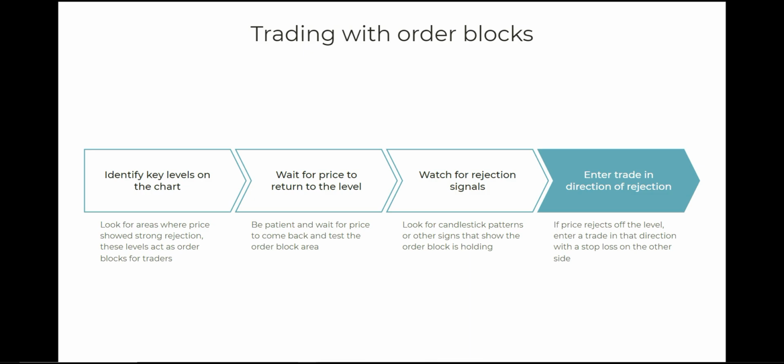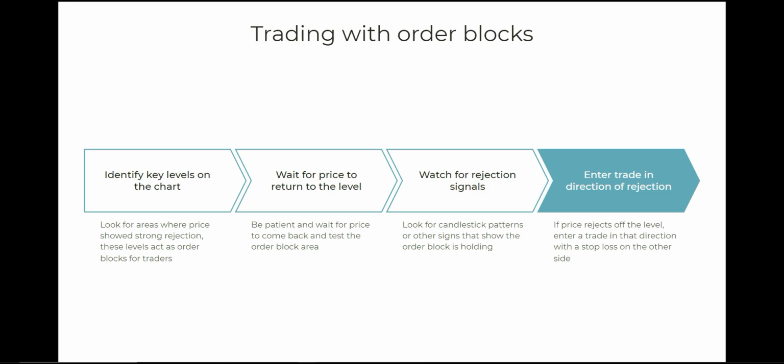Okay, trading with order blocks. Identify key levels on the chart. I just showed you how to do that. You can use indicators. Eventually, after a bit of time, you will become better and better. Wait for price to return to that level. Be patient and wait for price to come back and test the order block. Don't just, as soon as price touches the order block, you gotta wait for a bit of a retest as well.